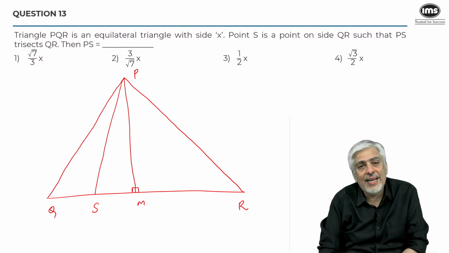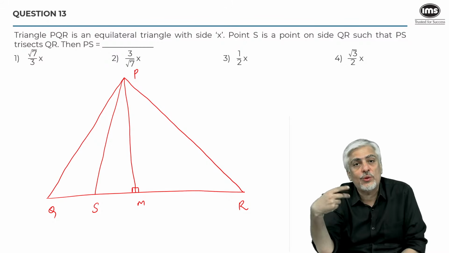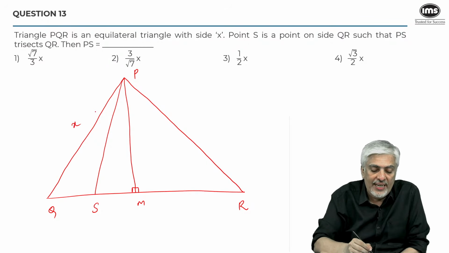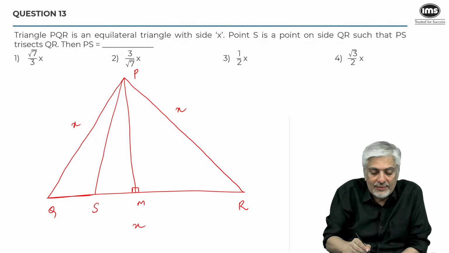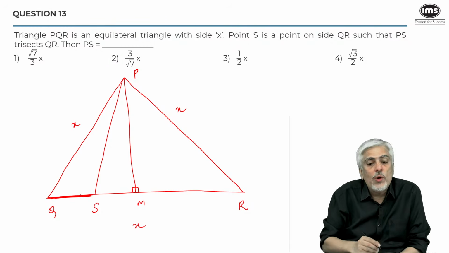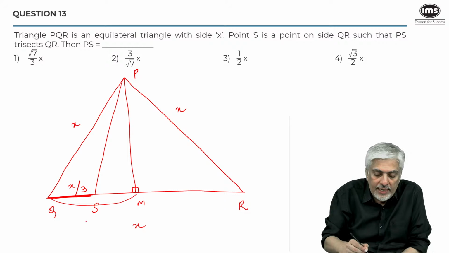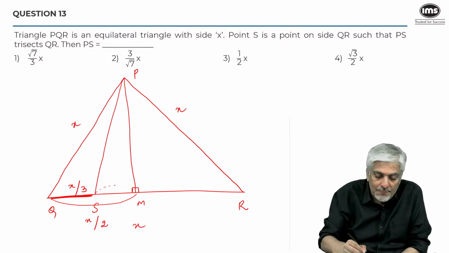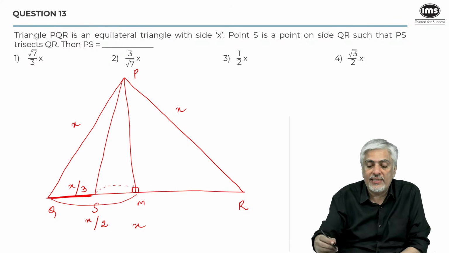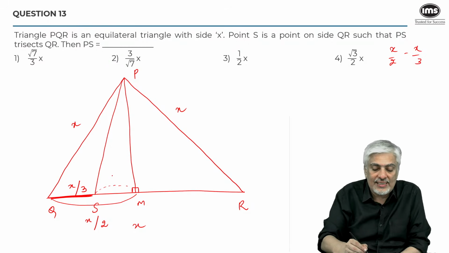Now, again, understand if somebody just blindly follows the way the question is given. Sides were given X. So if this was X, this is also X. So how much is this? QS is 1/3 of X, right? Trisects, so 1/3 of X. QM is half of X. So therefore, SM is X by 2 minus X by 3. What is X by 2 minus X by 3? X by 6.